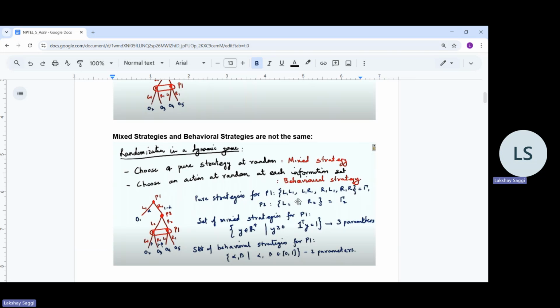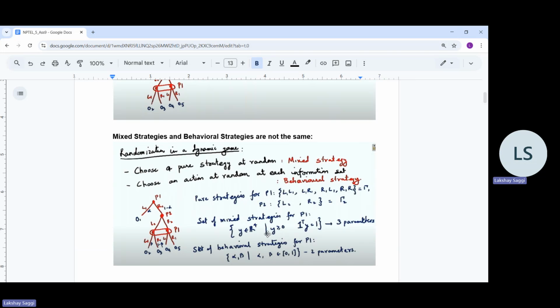And now a mixed strategy will be a probability distribution, where we pick one of these four strategies at random. So the set of mixed strategies for P1 lies in a space of R to the 4, because L1 L1 can be played with probability p1, the next with probability p2, p3, and p4, and the sum of these four probabilities should be equal to 1.